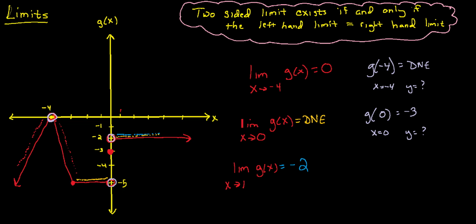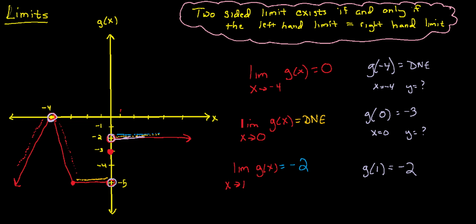And now let's look at this one down here. What is g of 1? Well, this is absolutely lovely, because when g of 1, we have this nice solid line here. So there's no ambiguity, nothing really tricky to figure out there. We know that the y-coordinate is -1.